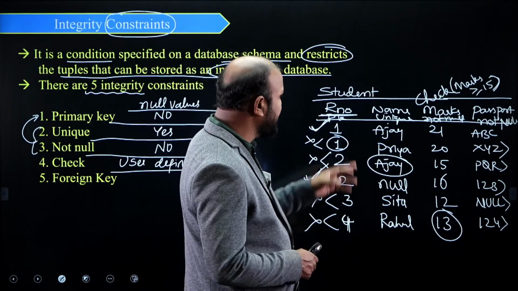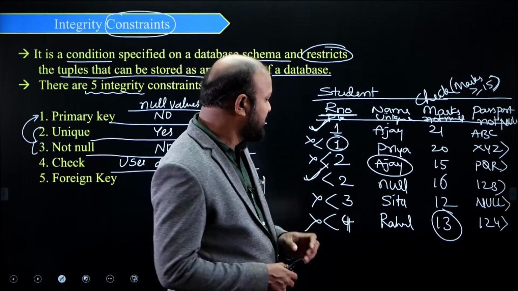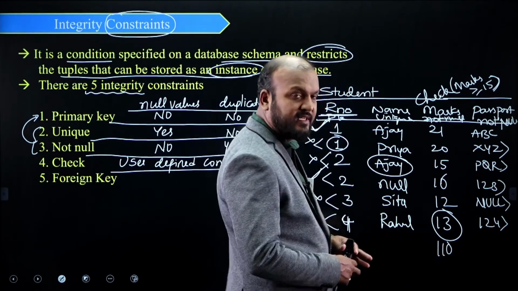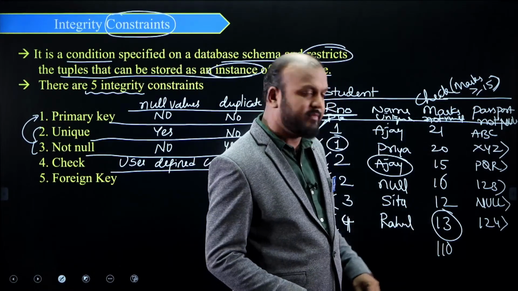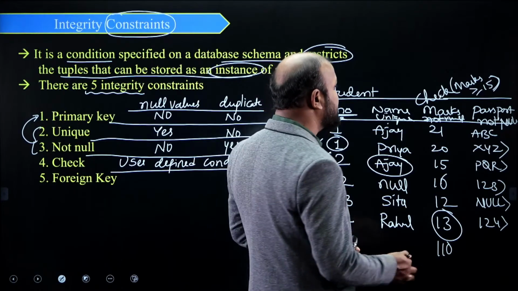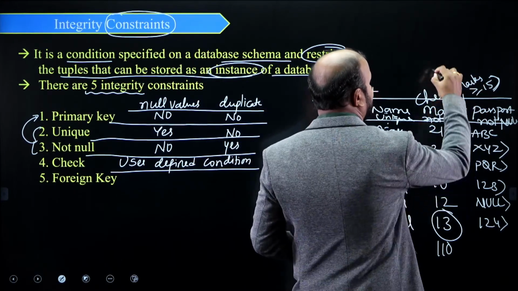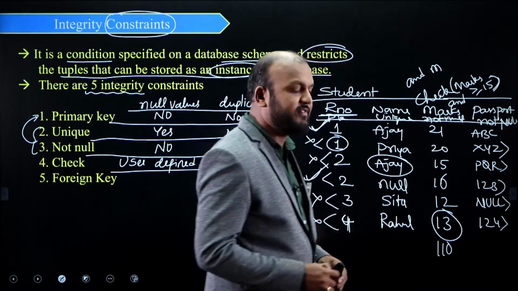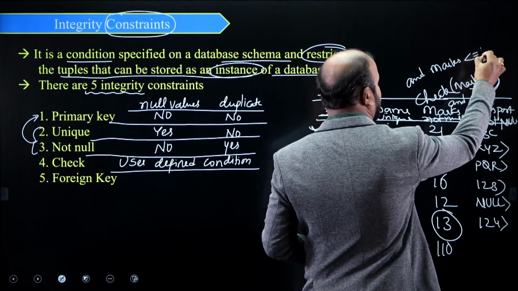See here, assuming the marks are for a maximum of 100. But if I am trying to store one student with marks 110, it still satisfies the condition marks greater than or equal to 15, so this is going to be allowed. So what is to be done? It is to add a condition, so we can write it like this: check marks greater than or equal to 15 and marks less than or equal to 100.